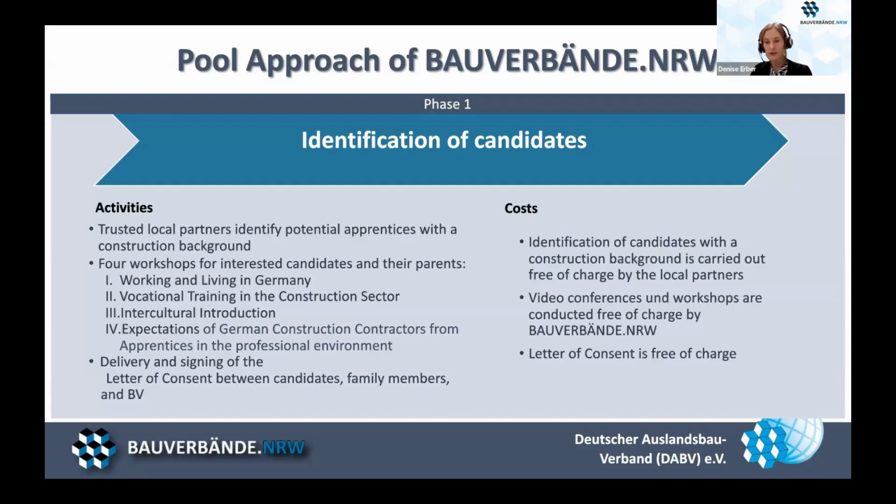It basically shows the rights and responsibilities of each party, so everybody knows what they go into and what is expected of them. And on the right-hand side, you can see the costs. So the identification of candidates with a construction background is carried out free of charge. So it's different from the agency who might take money from the company or from the apprentice. So it's completely free of charge.